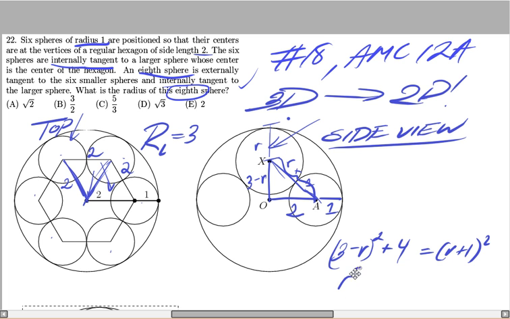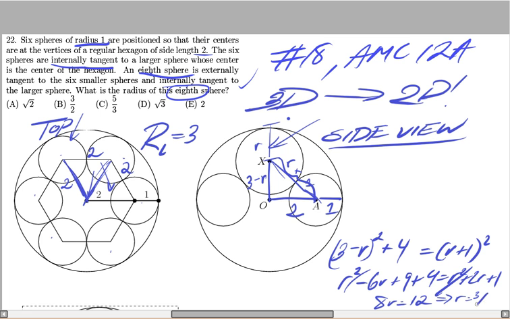Now we can just apply the Pythagorean theorem on this and solve the resultant equation, which is fairly straightforward. So we get 8r is equal to 12, implying r is 3/2, which would be b.